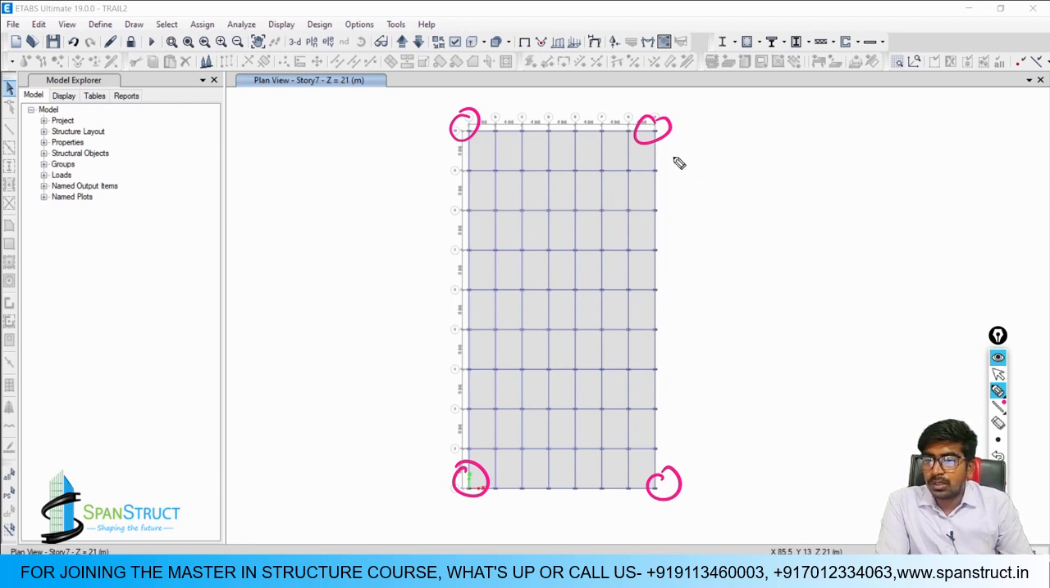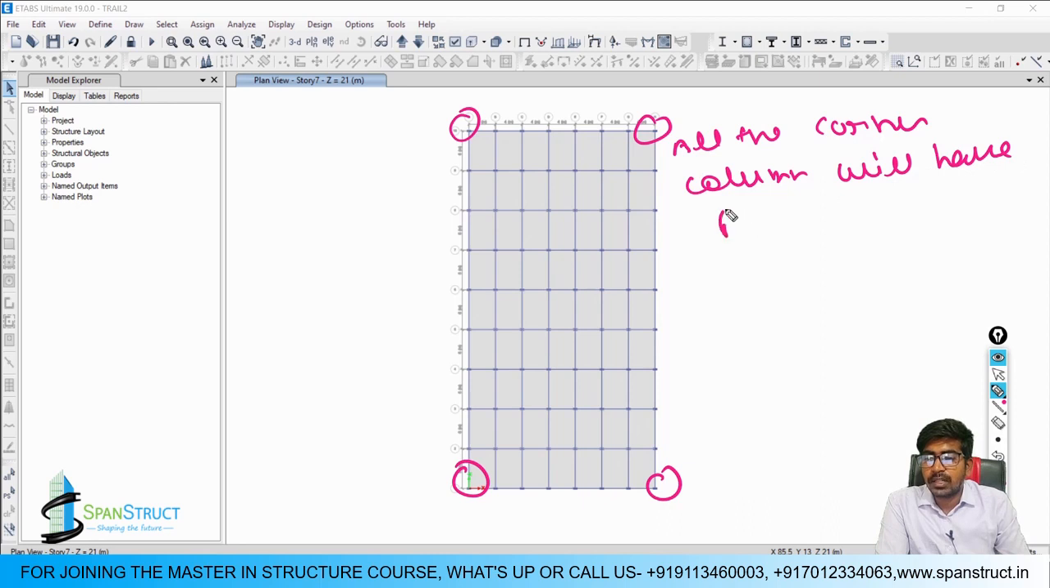Why am I telling you this? I will write a note here: all the corner columns will have biaxial bending. Why do all the corners have biaxial bending? The reason is that in these corner columns, you will find there is a significant amount of bending moment on both of the axes.